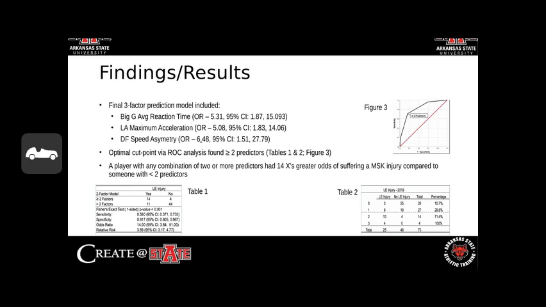Our final 3 factors were Big G average reaction time, lateral agility maximum acceleration, and diagonal flanker speed asymmetry. Asymmetry is the difference between the speed going to the right versus going to the left. The optimal cut point via ROC analysis found greater than or equal to 2 predictors, meaning a player with any combination of 2 or more predictors had 14 times greater odds of suffering a musculoskeletal injury compared to someone with less than 2 predictors.